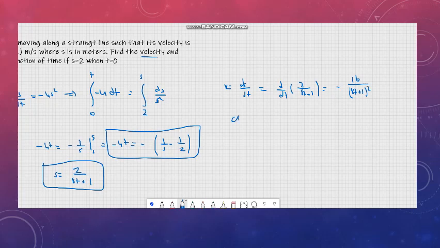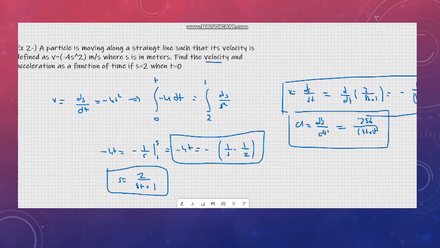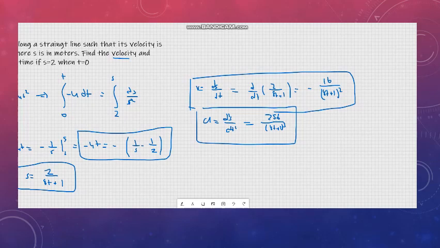When you want the acceleration, you need to take the second derivative of s with respect to time. When you do that, you will end up with 256 over (8t plus 1) cubed. So we found the acceleration and the velocity with respect to time, not with respect to position. Here, I gave you the velocity as a function of position, and now I have brought out the velocity and acceleration with respect to time. So whenever you are given a time, like 5 seconds, you can find the velocity and the acceleration.